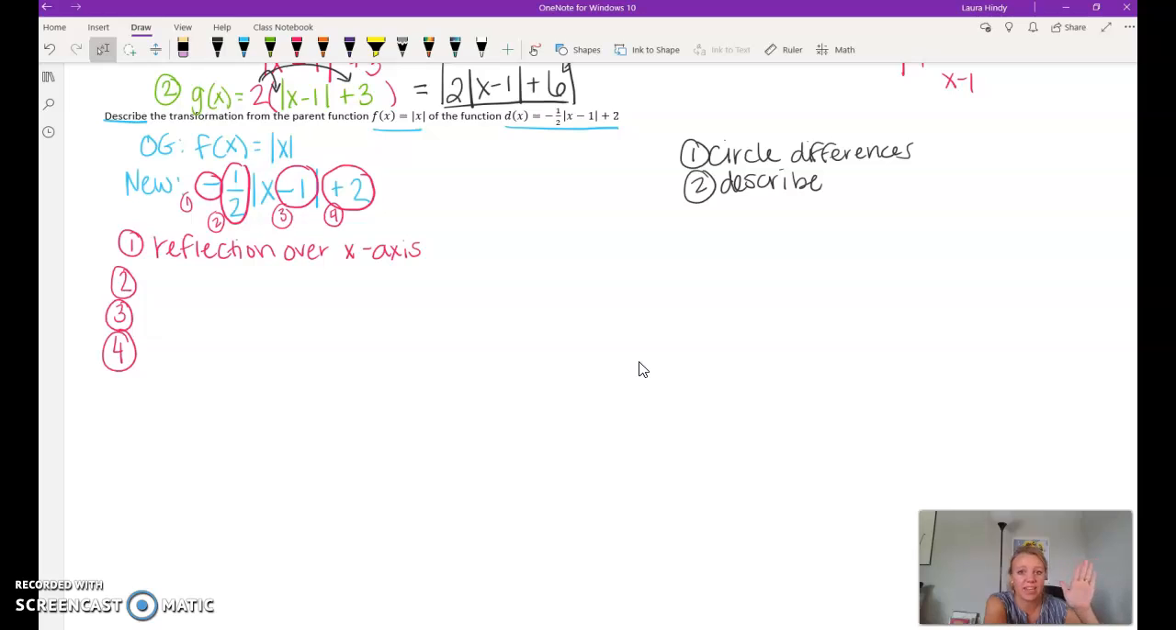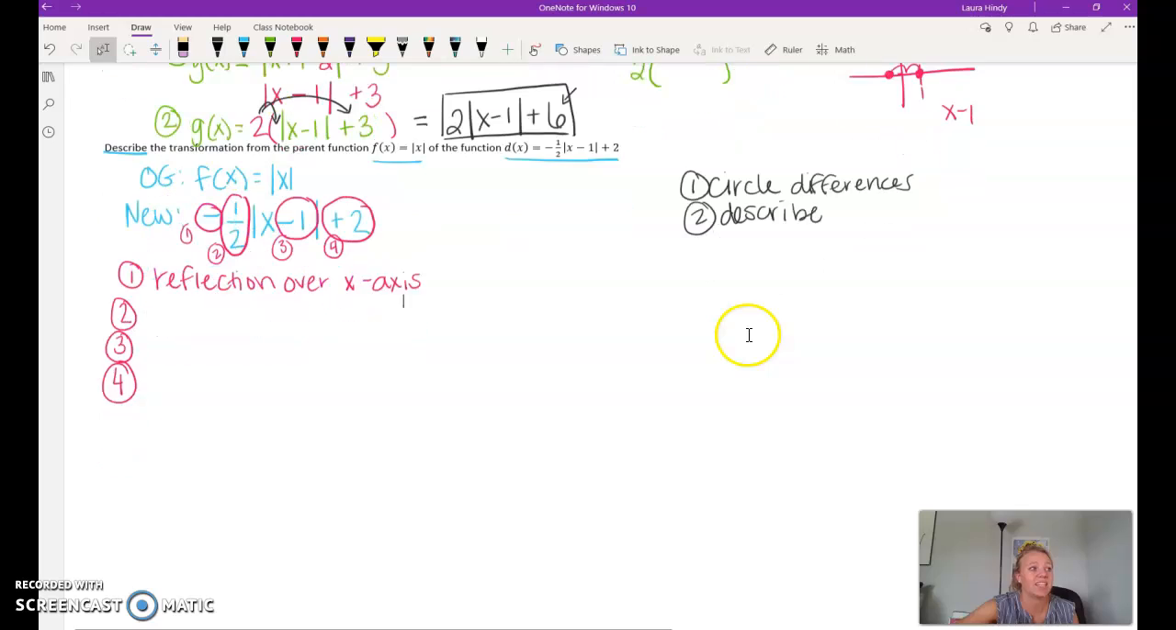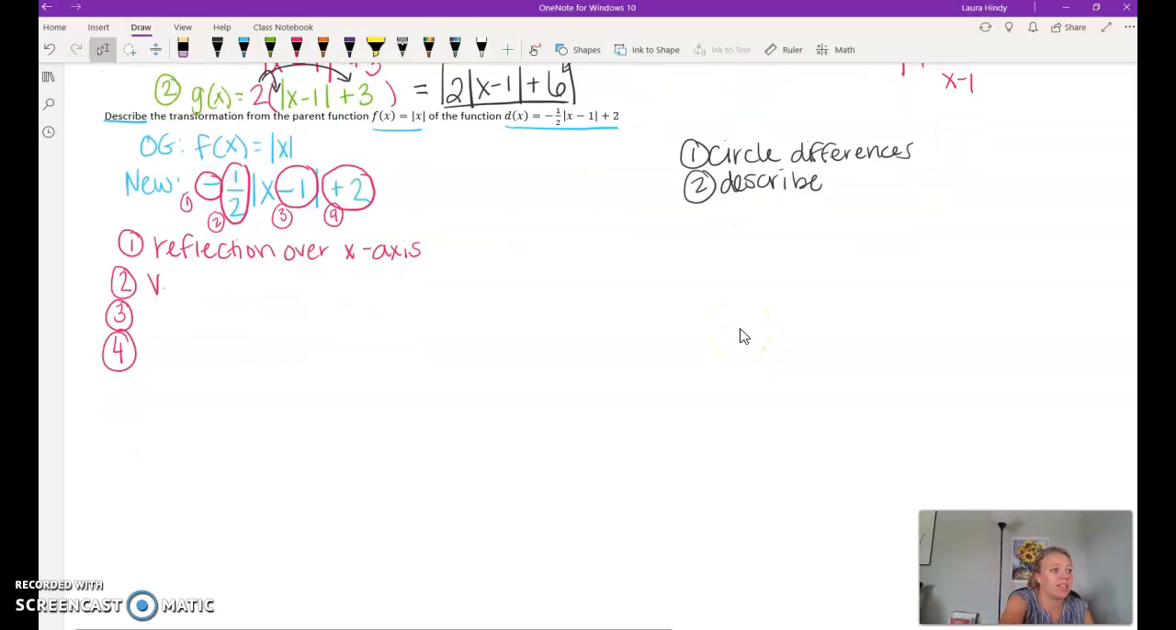Anything out front, you need to think it's affecting y. So now I have this 1/2. Well, it's going to be a vertical something, and when it's multiplying out front, it's going to be a stretch or shrink, but it's a 1/2. So it's not going to be a stretch, it's a vertical shrink. So I'm going to say vertical shrink by 1/2.